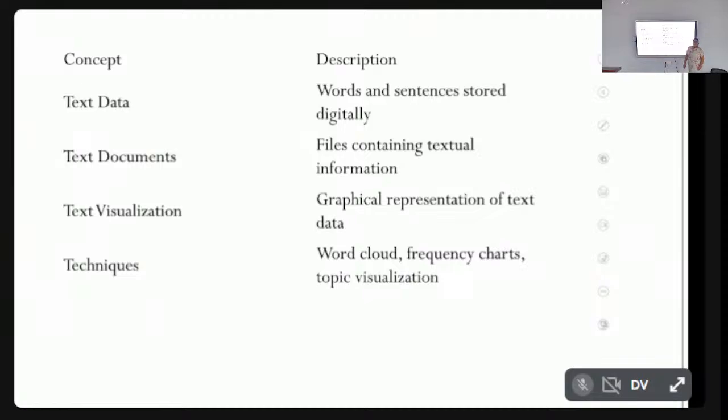Next, text documents means, yes, please be quiet. Text documents means what? Files containing textual information. Next, text visualization means graphical representation of textual data. What are the techniques we are using? We are using word count. This is not cloud, word count. Word count, frequency charts, and topic visualization.